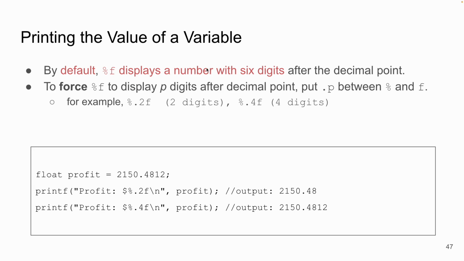point. But we can modify this %f a bit to make a customized printout. If I write down %.2f here, then the output will look like this. The output will only print out 2 digits after the decimal point. If we just change the number from 2 to 4, that means the output will print out 4 digits after the decimal point.